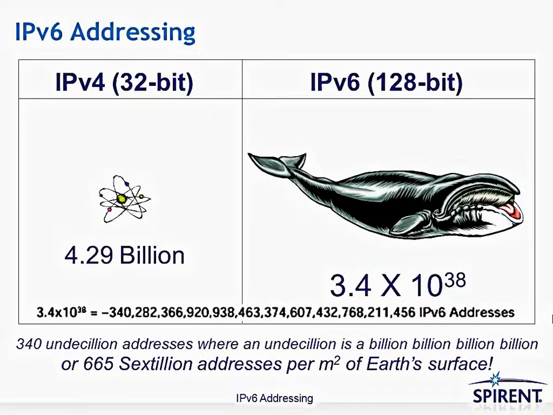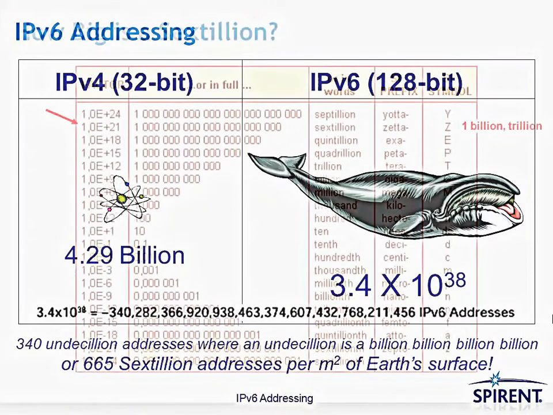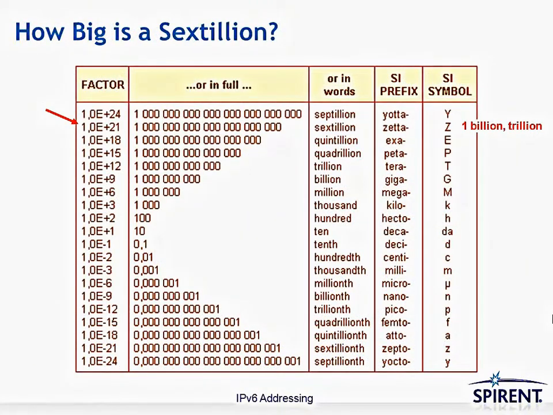There's all kinds of statistics that you find regarding the size of the IPv6 address space, such as there should be enough IPv6 addresses to label every grain of sand on the earth. Another one mentioned on this slide is 665 sextillion addresses per meter squared of the Earth's surface. Just to get an idea of how big a sextillion is, it's a 1 followed by 21 zeros, which translates to 1 billion trillion.